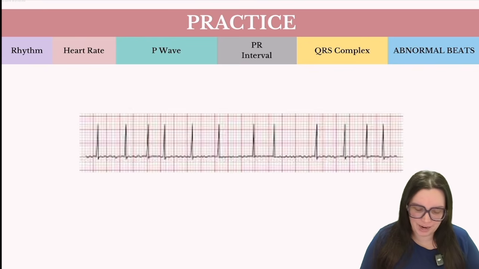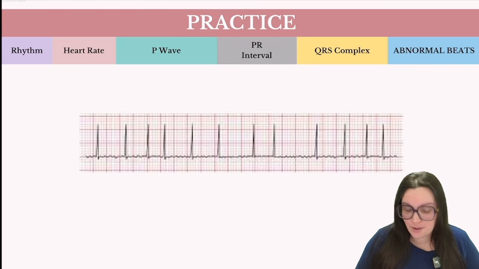So let's do some practice. So we begin by identifying our rhythm. Is it regular or irregular?